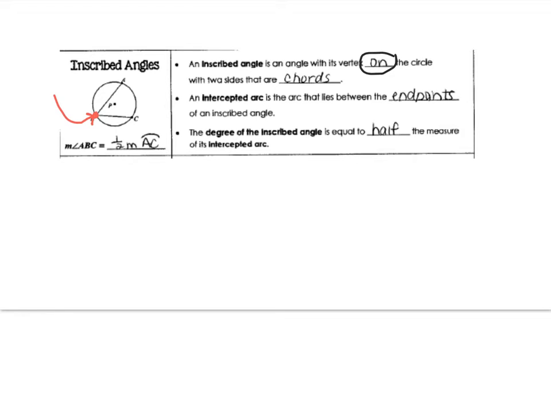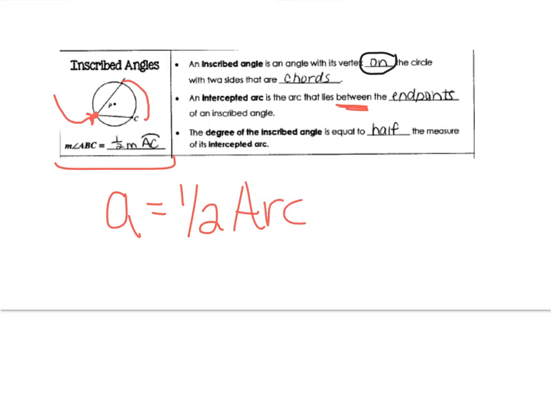An intercepted arc is the arc that lies between the endpoints of the inscribed angle. So the red is pointing at the angle, and here is the intercepted arc. The degree of the inscribed angle is half the measure of its intercepted arc. So here's the formula right here. Anytime we're trying to find the angle, we're going to write the angle is equal to 1/2, and we'll put a big A to represent the arc.